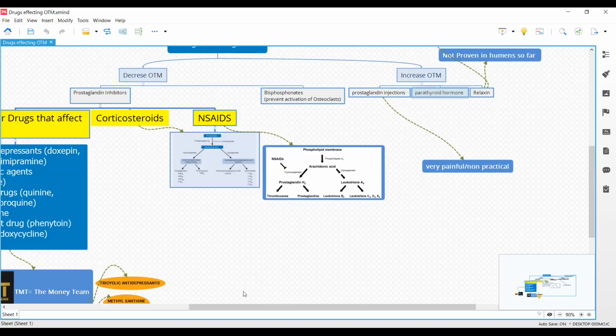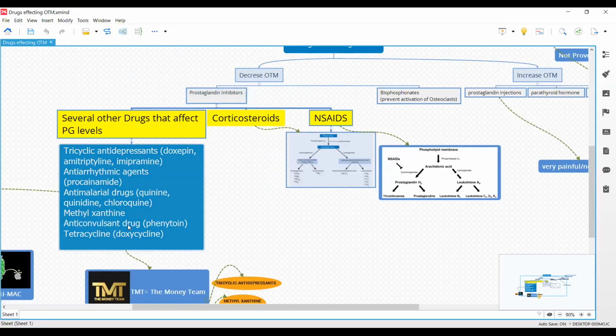The other class of drugs is the prostaglandin inhibitors and the bisphosphonates. In the prostaglandin inhibitors, you have 3 categories: non-steroidal anti-inflammatory drugs, which act on cyclooxygenase; steroids, which act on phospholipase A2 and decrease the production of arachidonic acid; and other categories of drugs, which you have memorized with the mnemonic anti-MAC: antimalarial, antiarrhythmic, anticonvulsant. And you have the mnemonic the money team: tricyclic antidepressant, methylxanthine, and tetracycline.